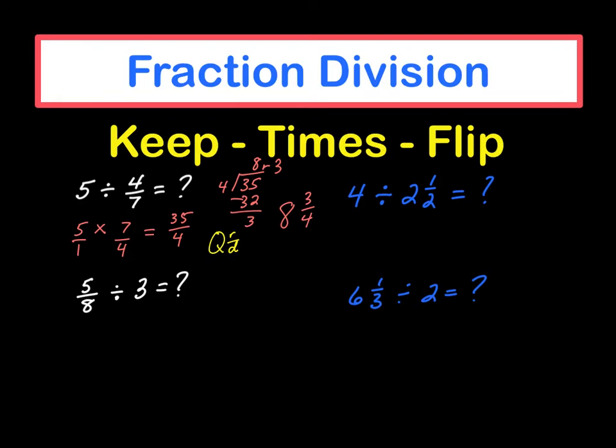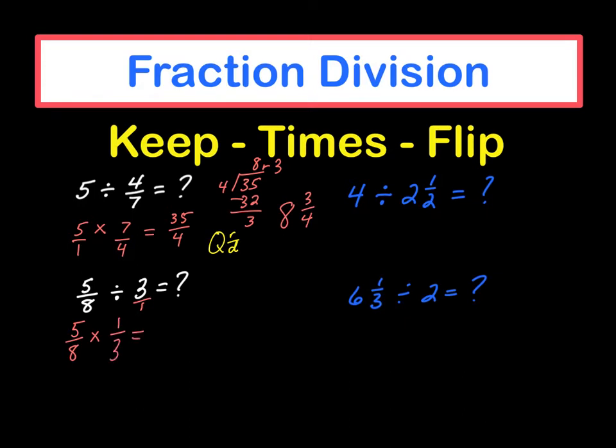Let's look down here at the next one. We have 5/8 divided by 3. Again, we need to keep the first number, change it to times, and then we flip the 3. So the 3 flipped would be, because it's really 3/1, so when you flip it, it's 1/3.